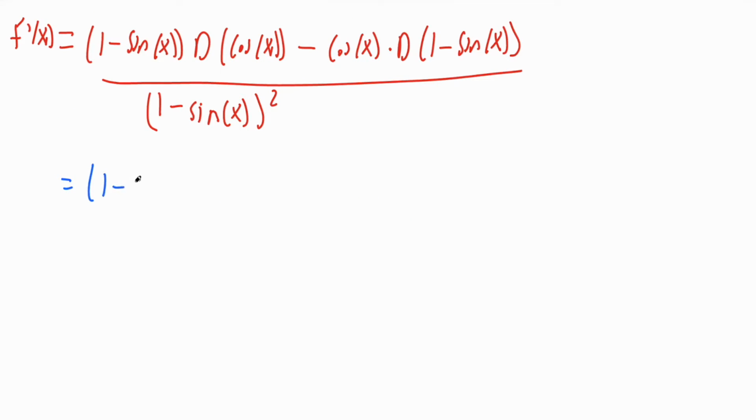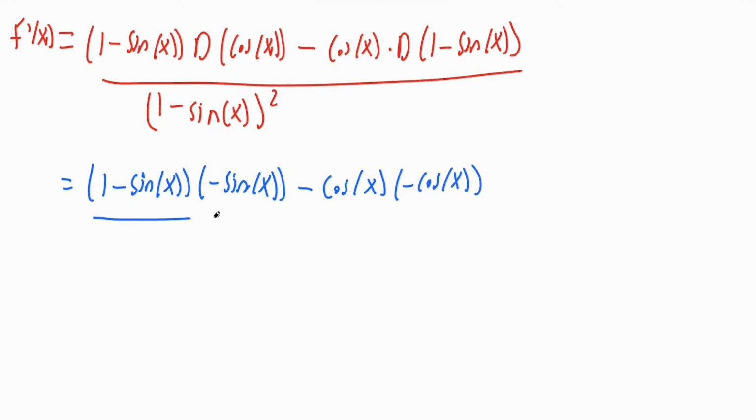So we get 1 minus sine x. The derivative of cosine x is negative sine x, minus cosine x. And the derivative of 1 is 0. And the derivative of negative sine x is going to be negative cosine x. And then we're going to divide by our denominator, which is just this piece.